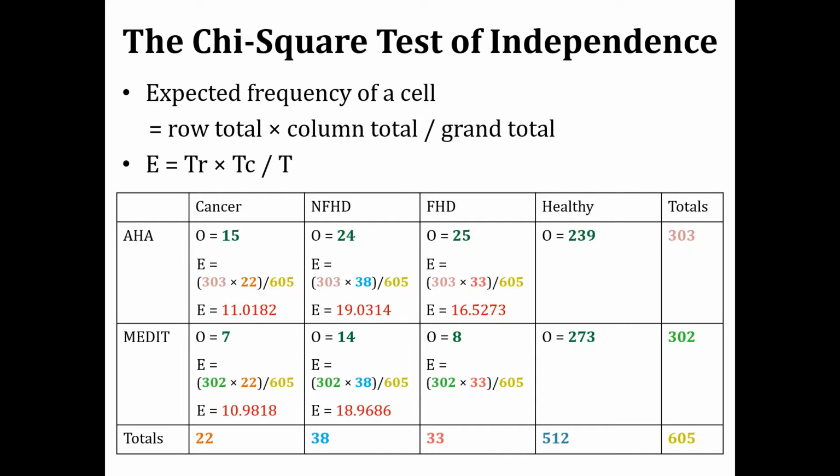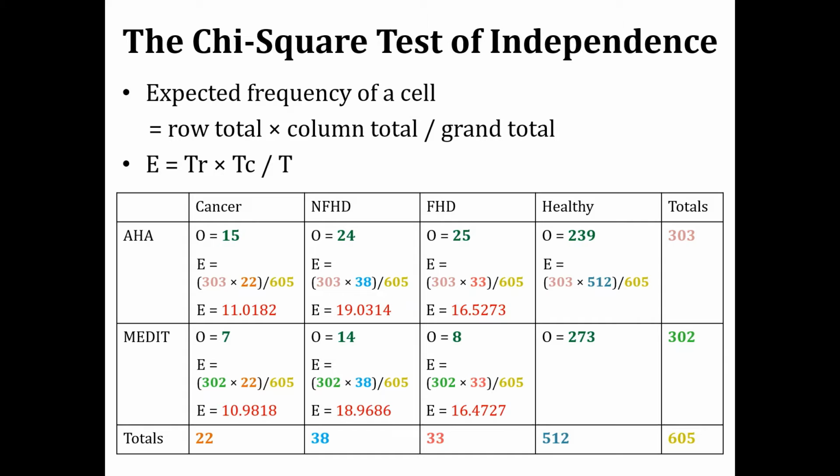Then we have the next cell, which is the fatal heart disease cases on Mediterranean diet. The row total in this case is 302 and the column total here is 33. They are multiplied and the product is divided by 605. And the answer is 16.4727.